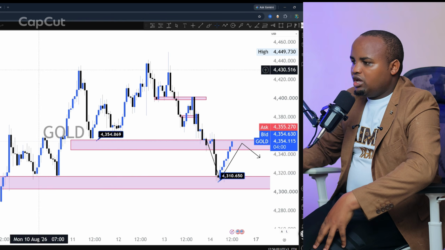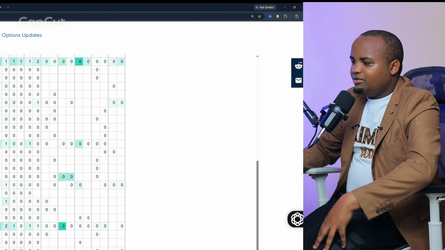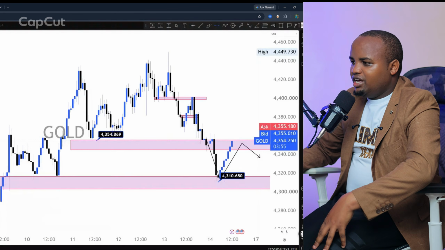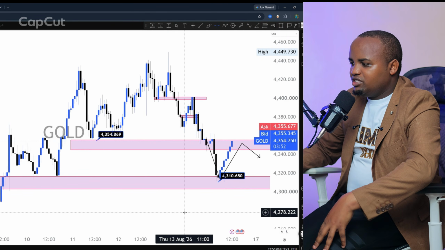Now those are the zones that you're talking about. So look at another area here, that the one I'm talking about right now. We are talking about this area here, which is 43.55.